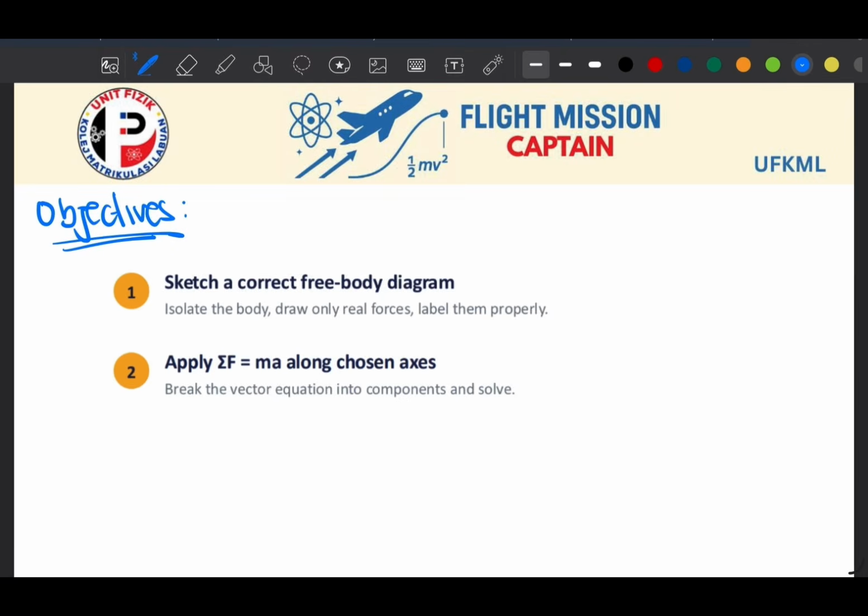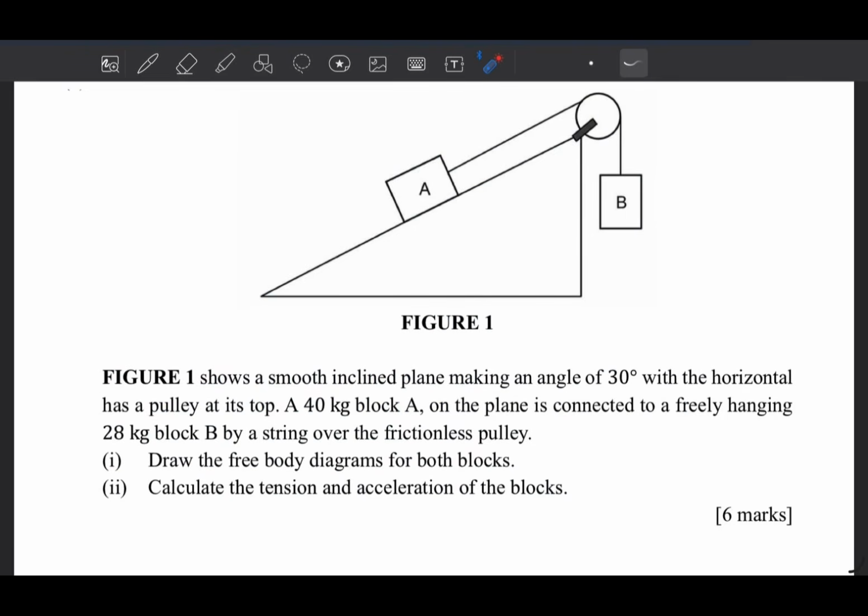So in the video today, we are going to look at how to sketch a free body diagram and to apply summation F equals MA along the chosen axis. For question 1, we have a smooth plane inclined at 30 degrees. So this is my smooth plane, inclined at 30 degrees, and this is smooth. Smooth here indicates that there is no friction.